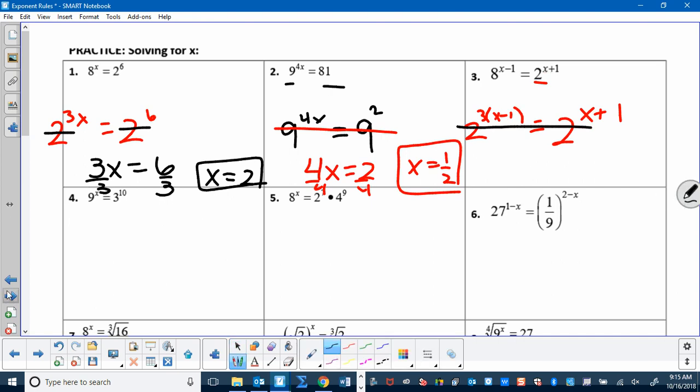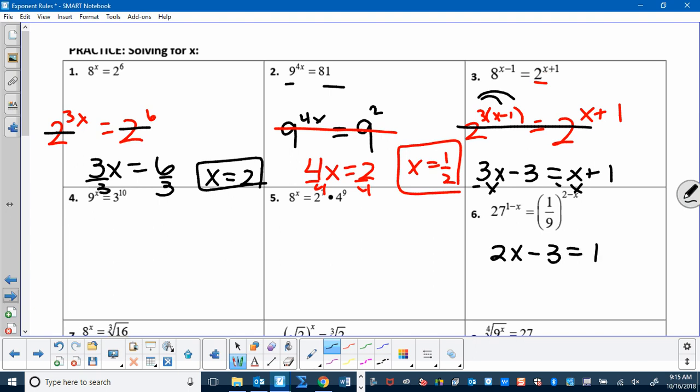Cancel the 2's and distribute. So 3x minus 3 equals x plus 1. Do you remember how to solve equations with variables on both sides? And all the x's on the left. So minus x. What do I get? 3x minus x is 2x minus 3 equals 1.